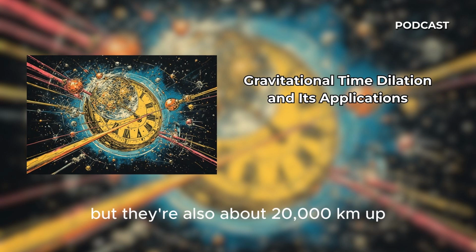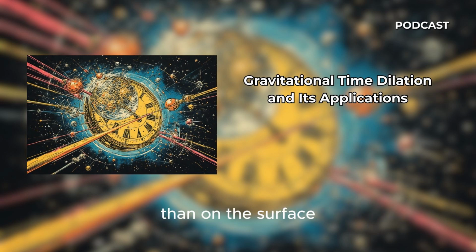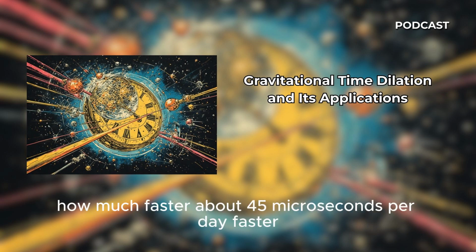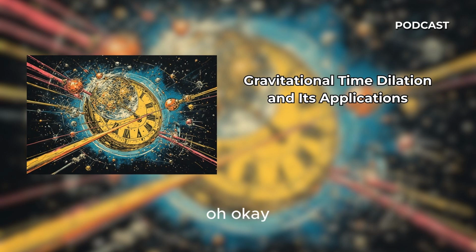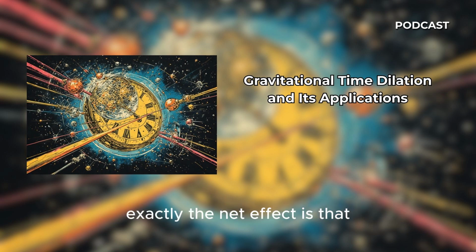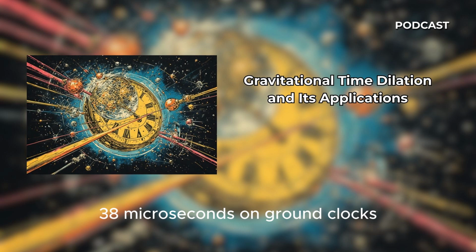But they're also about 20,000 kilometers up, where Earth's gravity is significantly weaker than on the surface. This causes their clocks to run faster due to gravitational time dilation. Faster. How much faster? About 45 microseconds per day faster. Okay, so you've got minus 7 from speed and plus 45 from gravity. Exactly. The net effect is that the satellite clocks actually gain about 38 microseconds on ground clocks every single day.